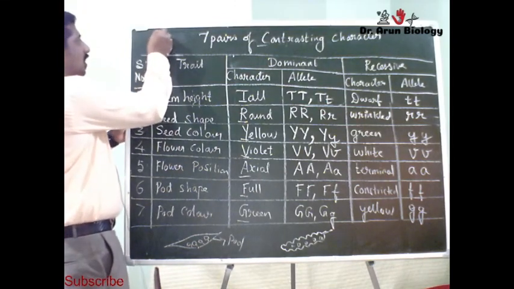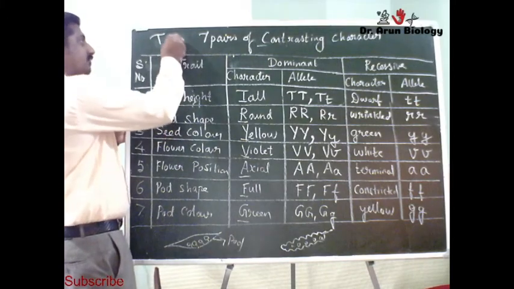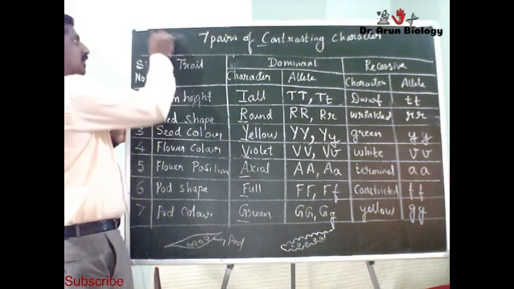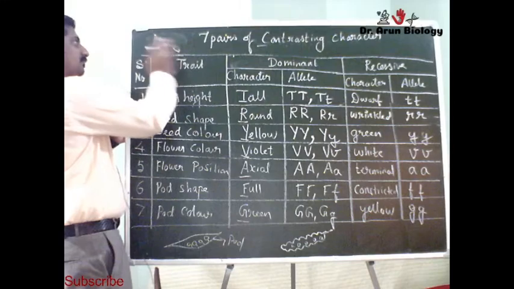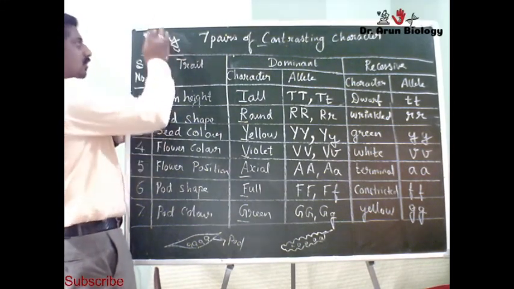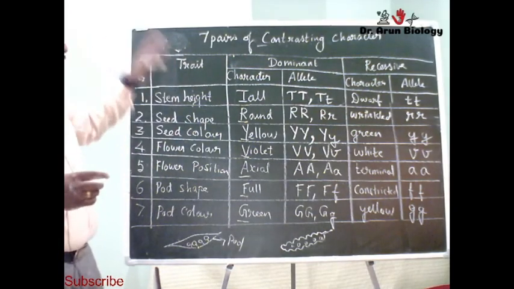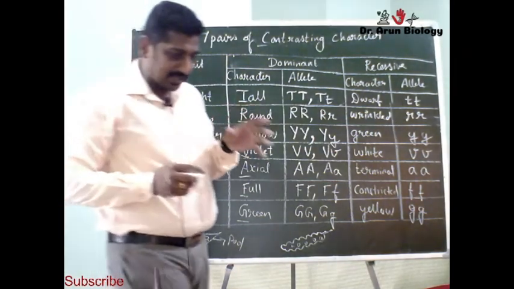So children, tall means don't put short like TS, wrong, or dwarf TD, wrong. Yellow, green, it is wrong. Yellow is Y, and for the recessive trait, you have to put small y. So this is how you have to assign the symbols for all the 7 pairs of contrasting characters.